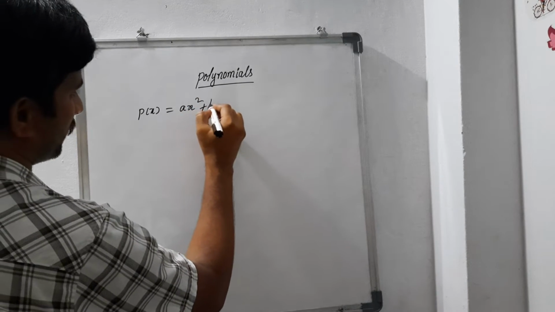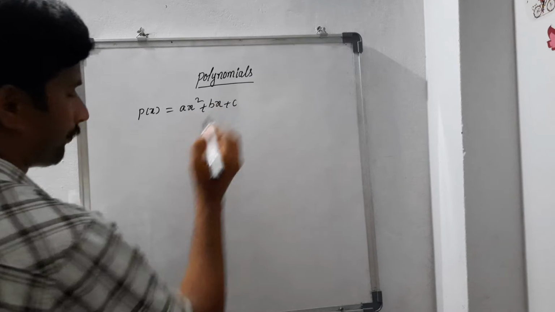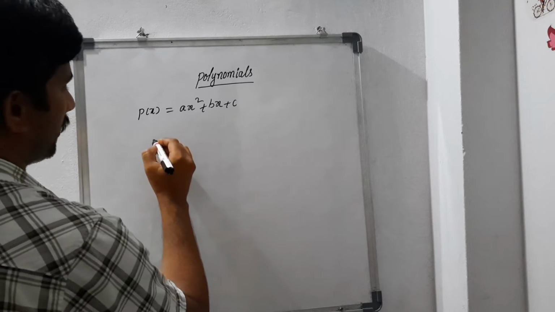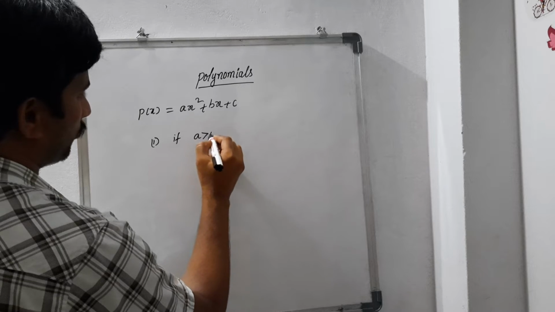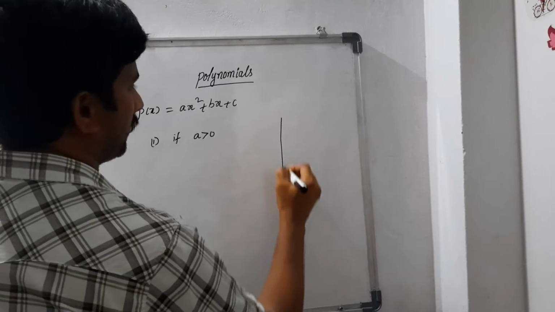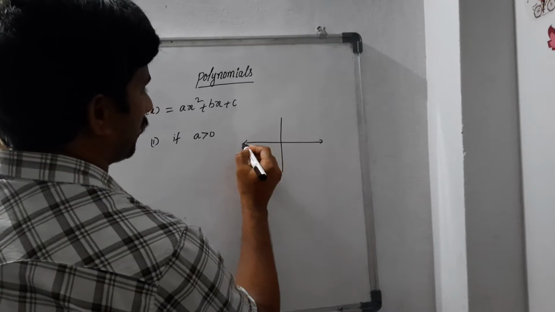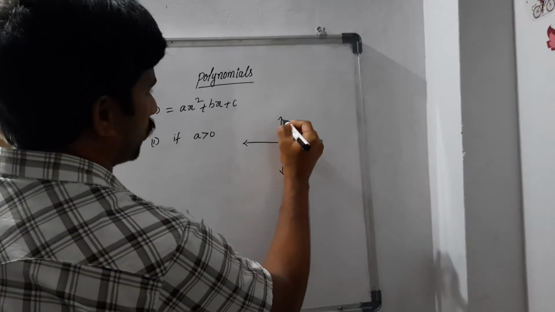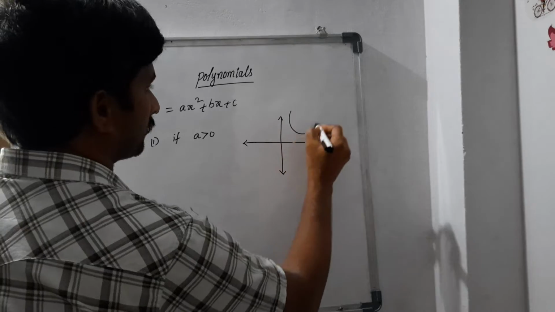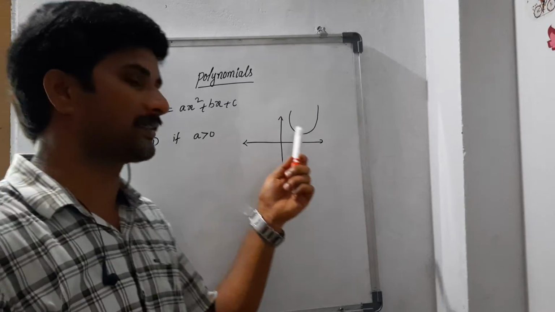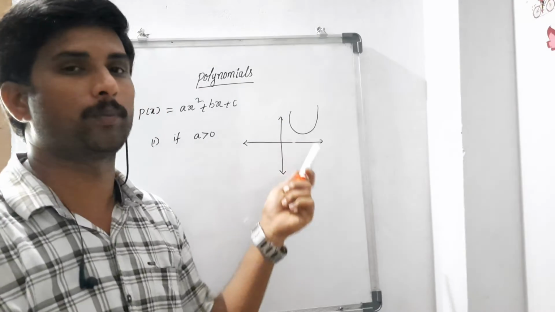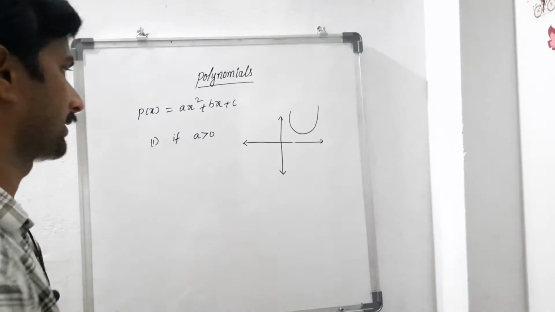Here, if you take the graph of the quadratic polynomial, which is ax square plus bx plus c, it represents a parabola. The first condition: if a greater than 0, meaning the x square coefficient is positive, then the graph of the given polynomial opens in the upward direction. The parabola opens upward. It may or may not intersect the x-axis.